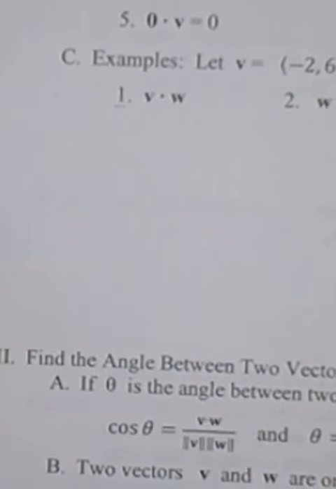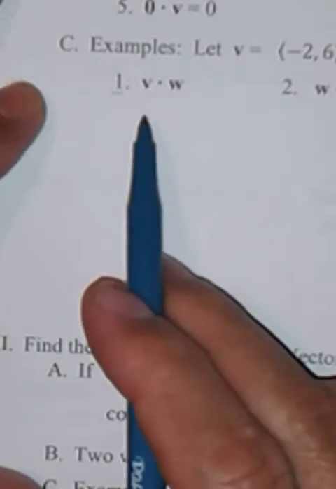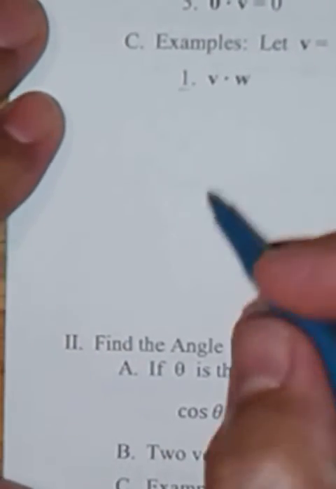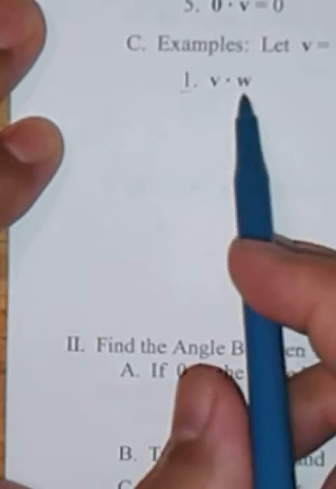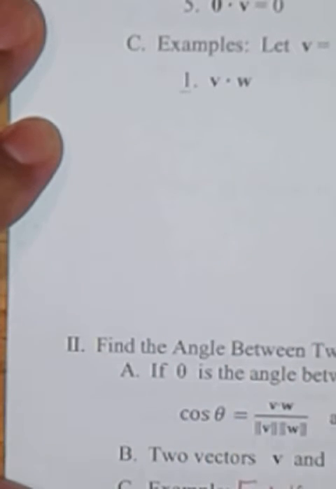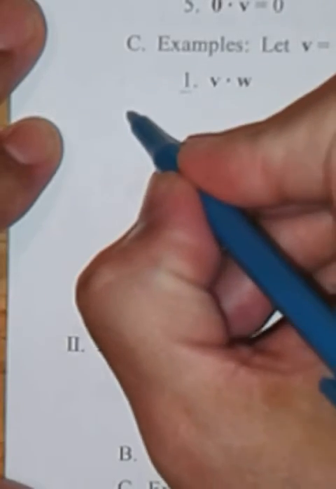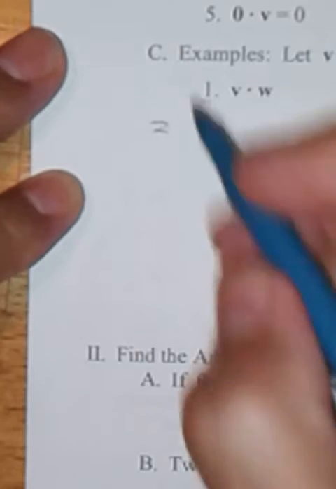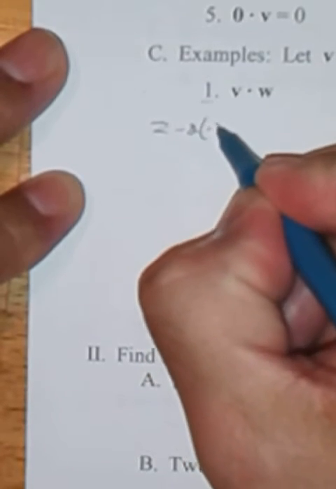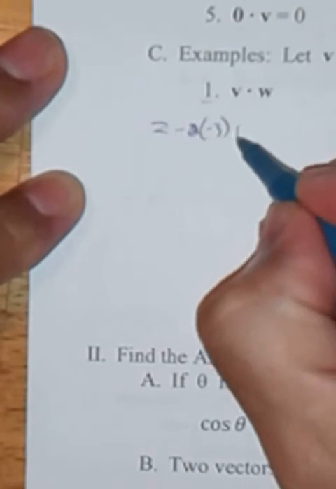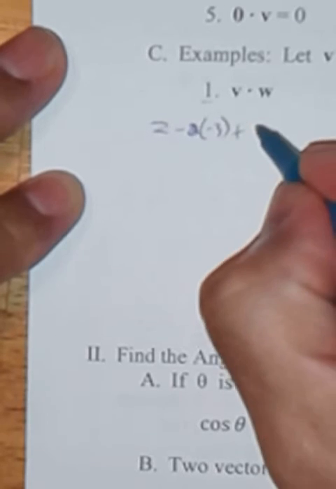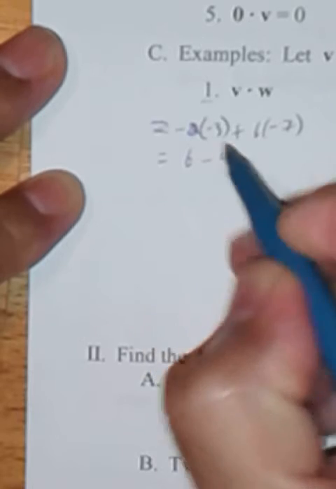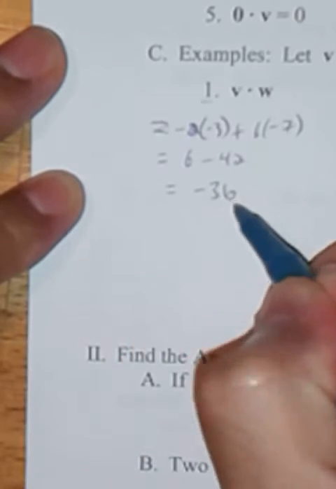Let's look at a couple of these examples. So let's do number one, V dot W. So V dot W then is going to be A1 times A2 plus B1 times B2, which will equal negative 2 times negative 3 plus 6 times negative 7. Right, that'll be 6 minus 42, and that'll be negative 36.